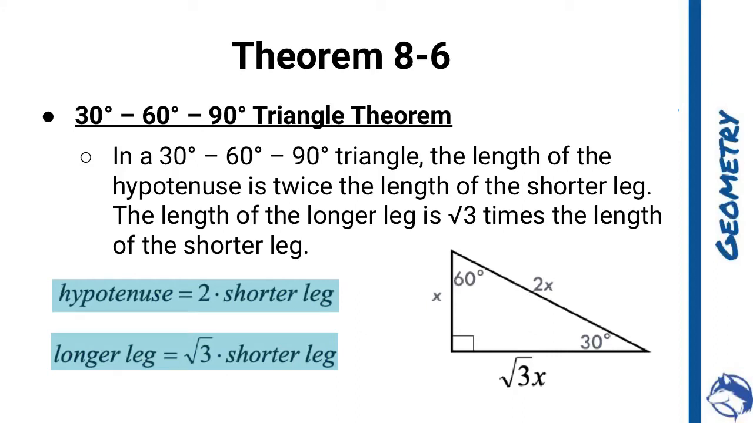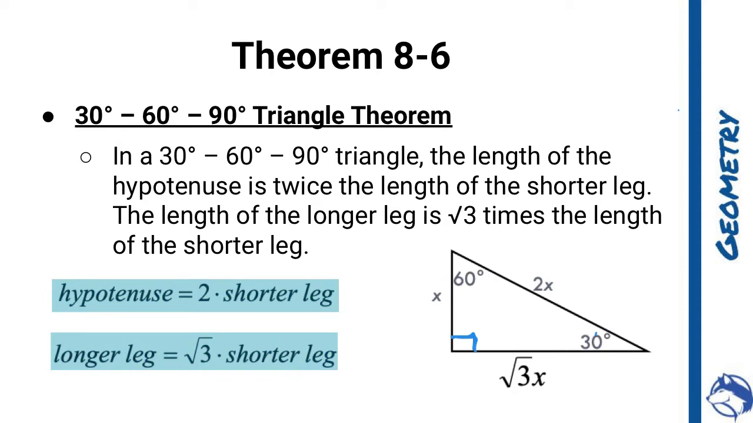Okay, so now we're going on to our second special right triangle, and this one's called a 30, 60, 90, and that's because of the degrees here. So 30 degrees is one of the angles, 60 degrees is one of the angles, and 90 is the other one, which is our right angle.